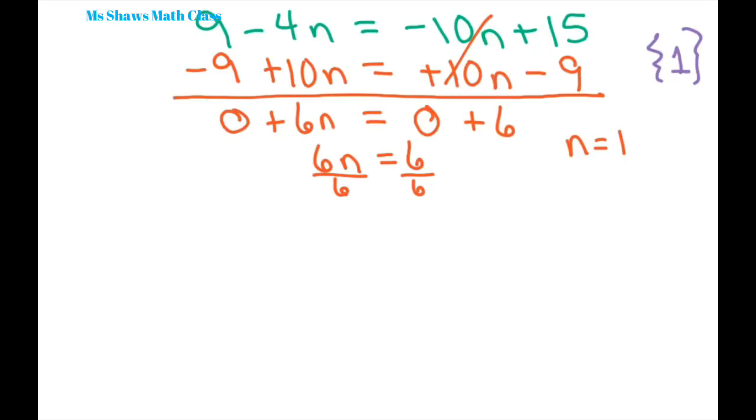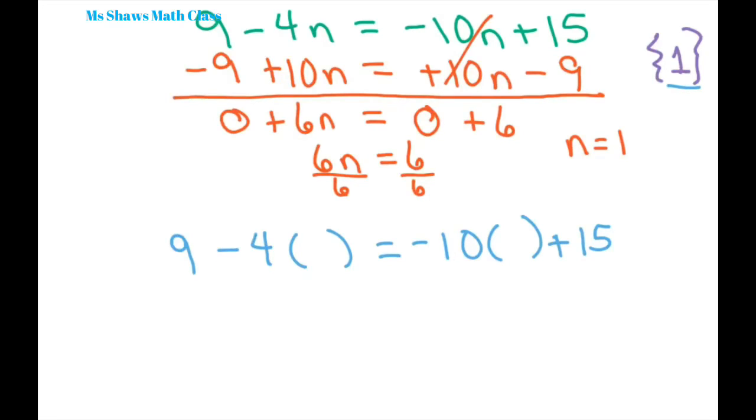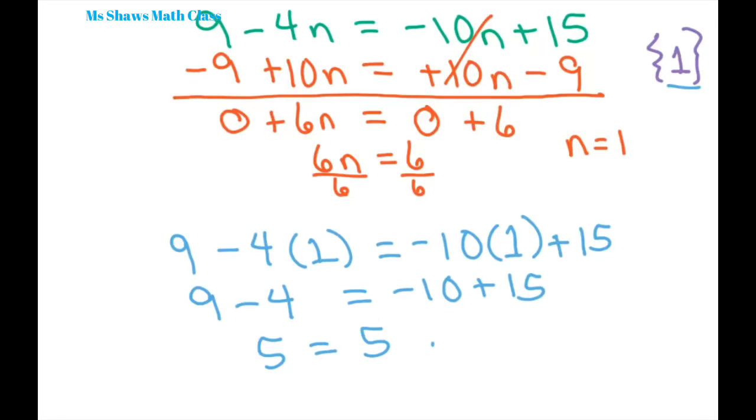Now, we got to use our substitution property of equality and plug it back in. So 9 minus 4 everywhere. I'm just going to do this real quick. So what I do is, everywhere there's an n, put parentheses. Now just substitute or replace the n with 1. So you get 9 minus 4 times 1 is negative 4, and negative 10 plus 15. All right, so this is going to be 5 equals 5, which checks. So 1 is our solution set.